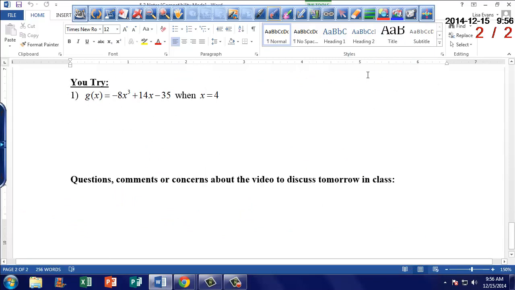Now, basically what we're doing is you need to understand polynomial functions. How do we recognize a polynomial function? What's the degree, the type, the lead coefficient, how to use direct substitution and synthetic substitution.